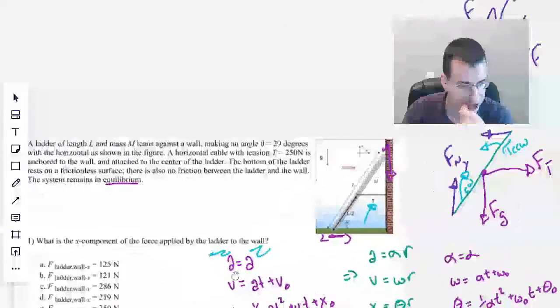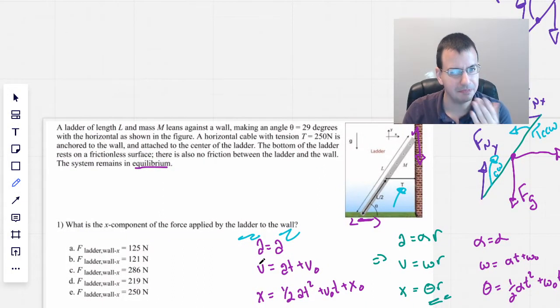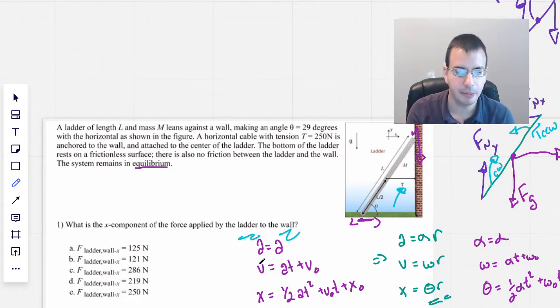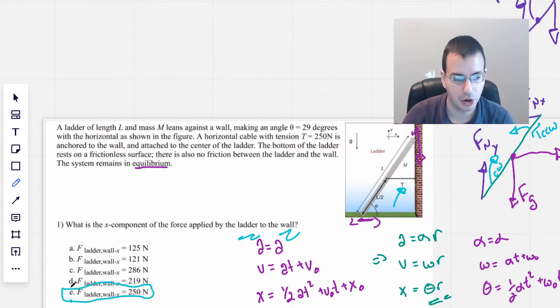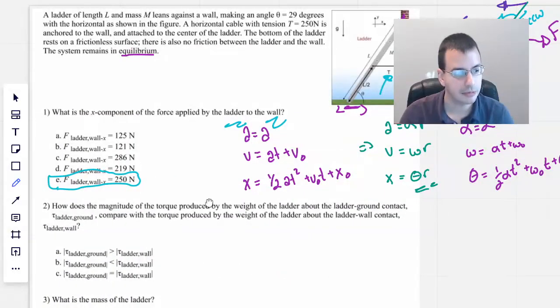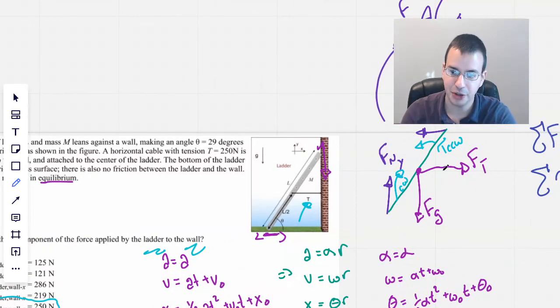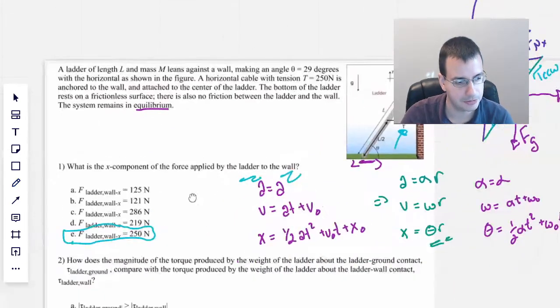So if there was an answer that said 0, I would be like, that might actually be the answer as well. But it's either going to be 250 or it's going to be 0. And this is the force between the wall and the ladder. So then the next one is, and that's the only X forces we have. We only have these two X forces, the normal and the tension.